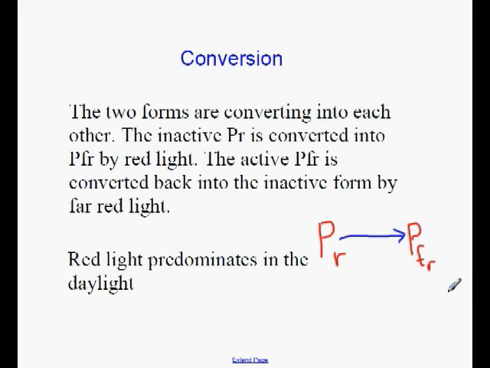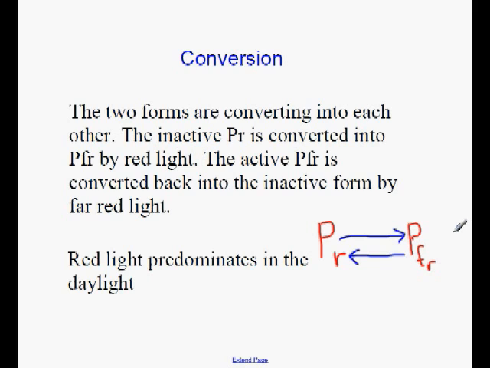Now what happens at nighttime? At nighttime we don't get all that nice visible light, but there is far red light. So this guy absorbs far red light and then converts itself back into PR. So at the end of the night, the phytochrome is mostly in the form of PR. Okay? So it goes back and forth, back and forth.